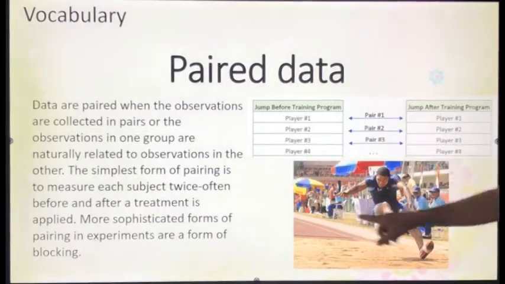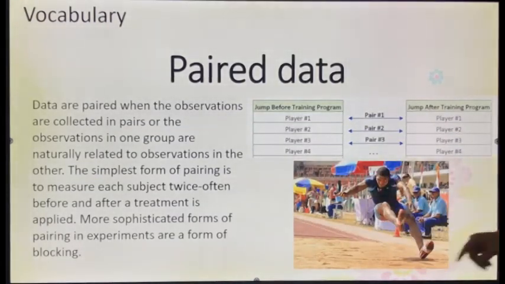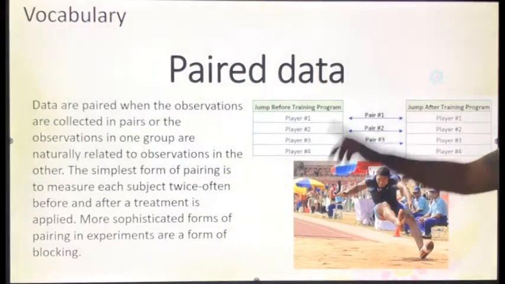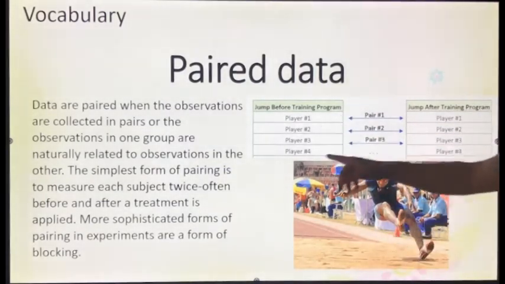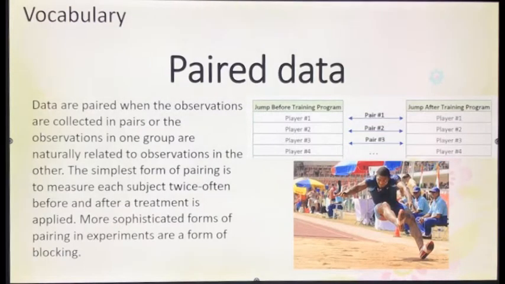I'm going to jump before my training to see my results, and then I'm going to train, and then I'm going to jump and measure my results after the training. And I'm going to compare the two results. Was the training effective? More sophisticated forms of pairing in experiments are a form of blocking, which we'll talk about later.